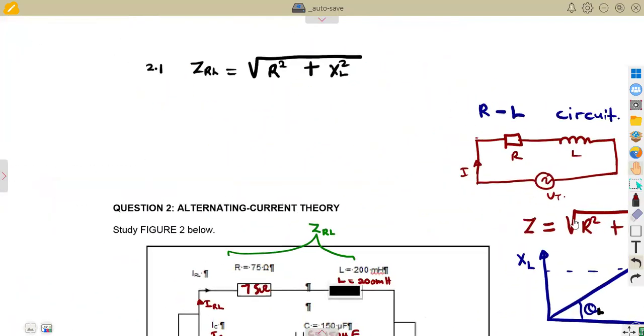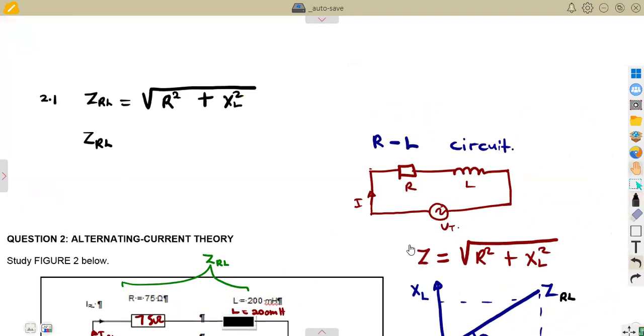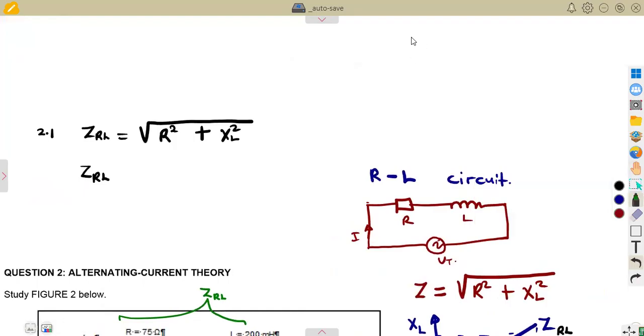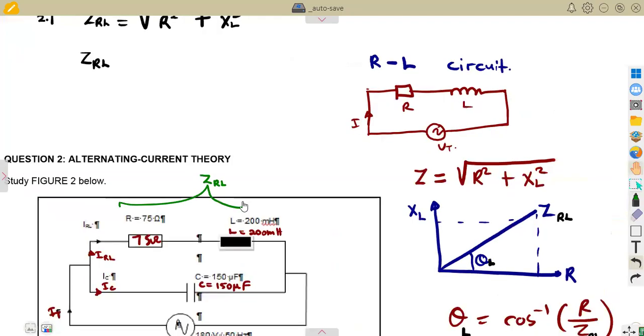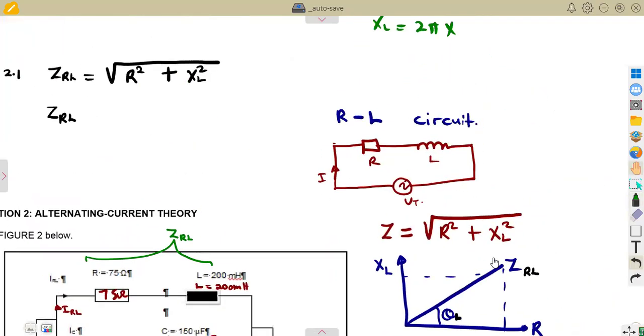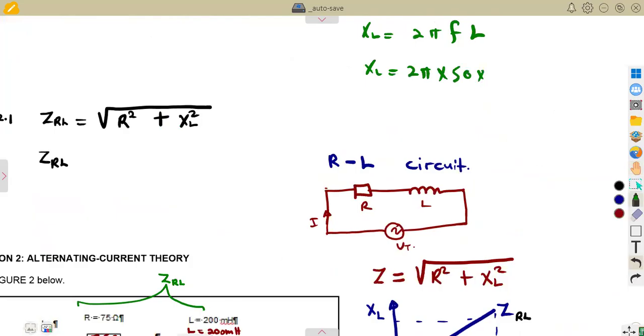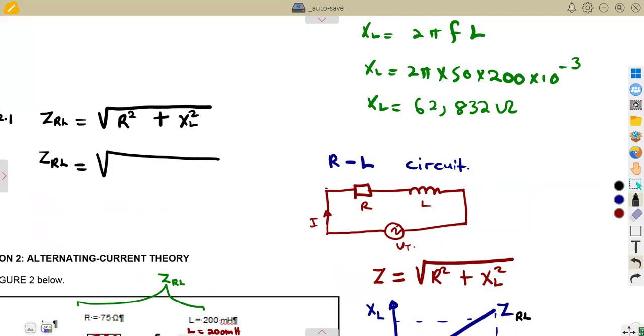So according to that formula, we are going to need this impedance, which needs XL. We do not have XL, so you're going to calculate it. We have got the inductance there. Remember that XL is 2 pi FL. That is, XL is 2 pi times the frequency, which is 50, times the inductance, which is 200 millihenries, that is 200 times 10 to the exponent of -3. This gives us XL of 62.832 ohms. With our XL, we can calculate our Z, which is the square root of R squared, where the resistance is 75 squared, plus our XL squared, 62.832 squared.